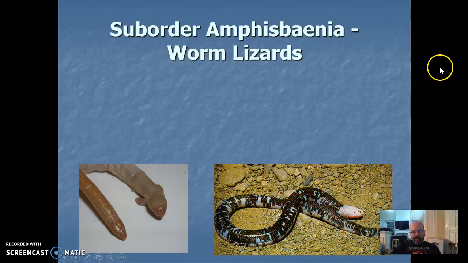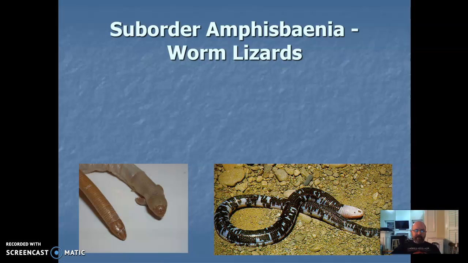One more suborder, the suborder Amphisbaenians, or worm lizards. Hopefully you notice right away that this guy down here at the bottom looks an awful lot like the Gymnophionans, the Caecilians that we saw in our amphibian notes. It looks a lot like an annelid. It looks like an earthworm. So if you had to guess, where would these guys live? They're burrowing in the ground.